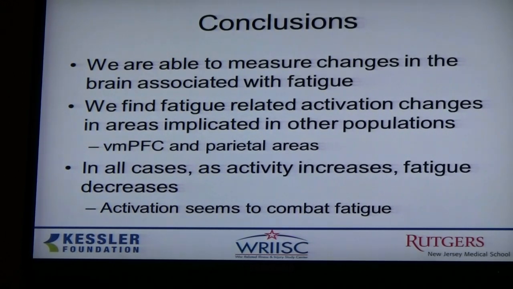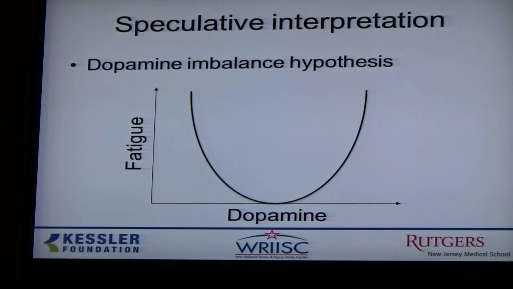To really nail it down, you need to do longitudinal studies, and we're working on that. So here's a speculative interpretation, which is a dopamine imbalance hypothesis. We came up with this on the strength of other data in TBI and in MS, but it seems to fit these data pretty well.